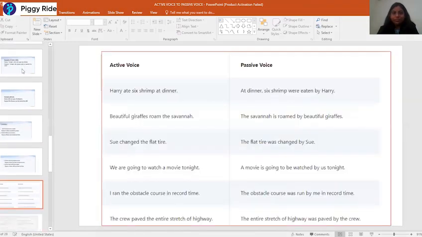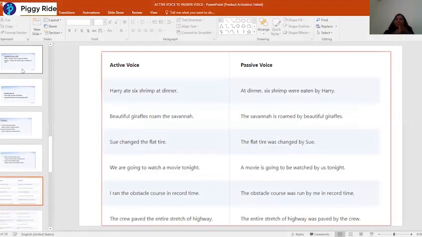Okay. Now, there are so many examples in front of you. Okay. So try to solve these examples with me one by one. Okay. The first one, Harry ate six shrimp at dinner. Okay. This is an active form. Let's change it to passive form. At dinner, six shrimp were eaten by Harry.